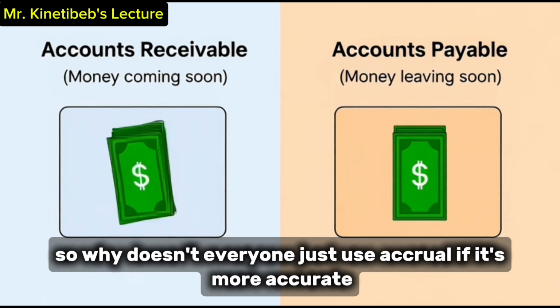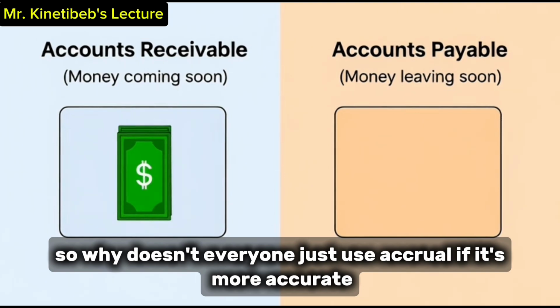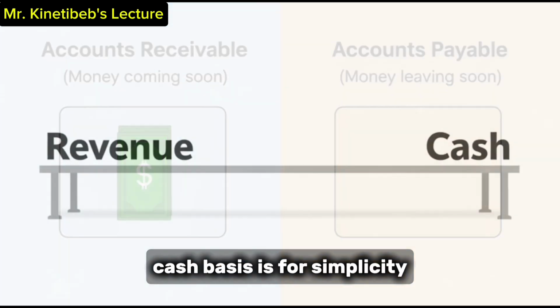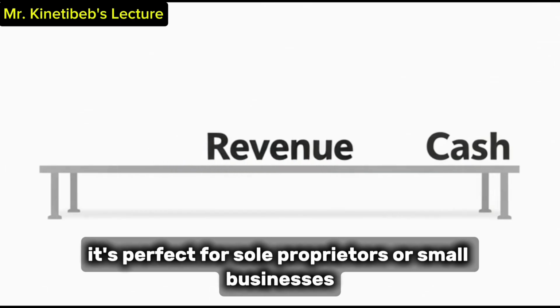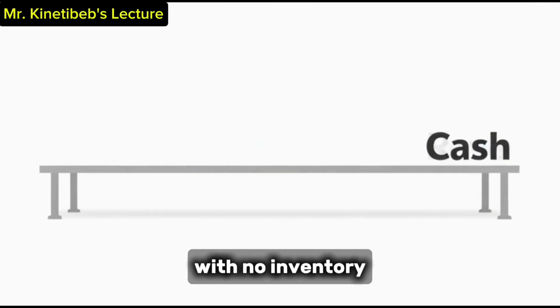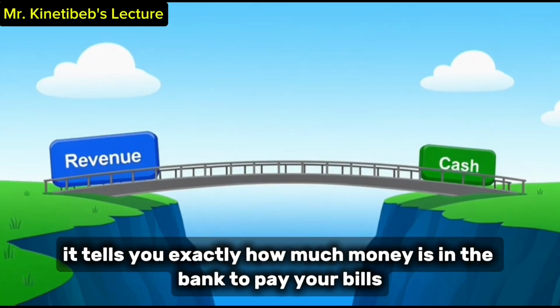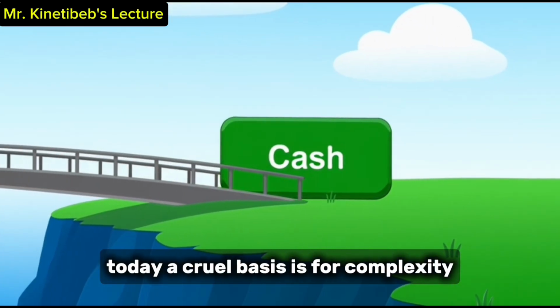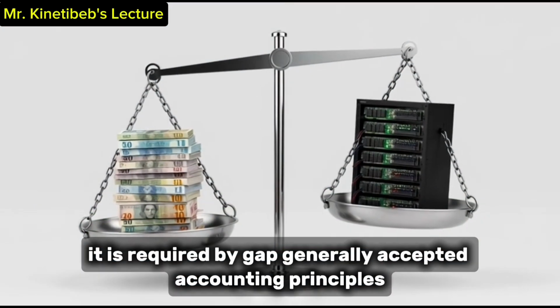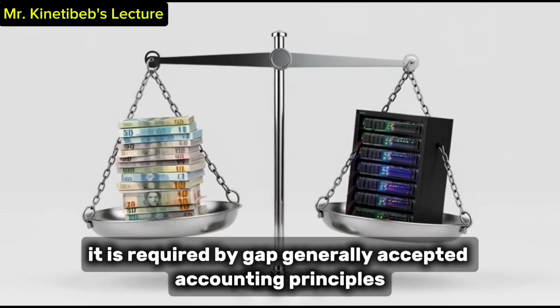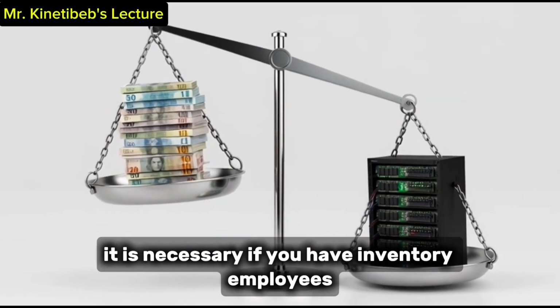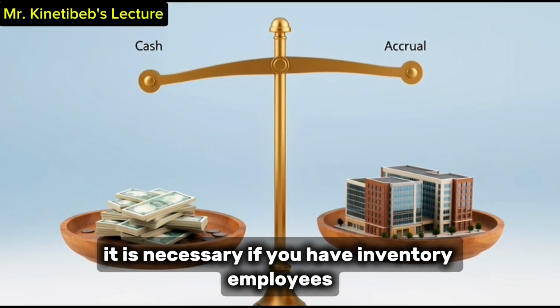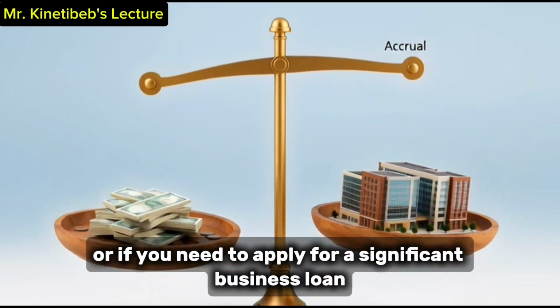So why doesn't everyone just use accrual if it's more accurate? Cash basis is for simplicity. It's perfect for sole proprietors or small businesses with no inventory. It tells you exactly how much money is in the bank to pay your bills today. Accrual basis is for complexity. It is required by GAAP, generally accepted accounting principles. It is necessary if you have inventory, employees, or if you need to apply for a significant business loan.